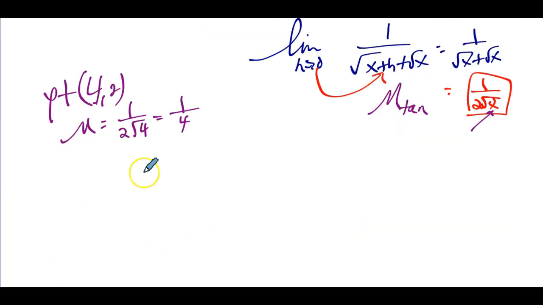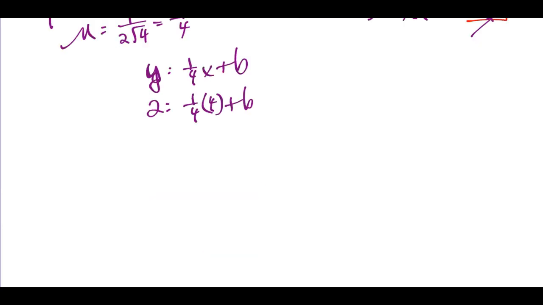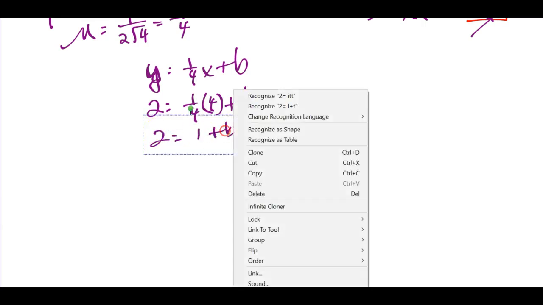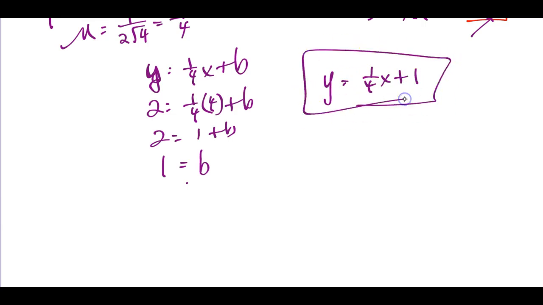Then we'll go ahead and write the equation. y equals 1/4 x plus b. And we've got a y value. There's an x and there's a y, so I'll just plug it in. 2 is equal to 1/4 times 4 plus b. And b turns out to be 1. So I'll write the equation. y is equal to 1/4 x plus 1.